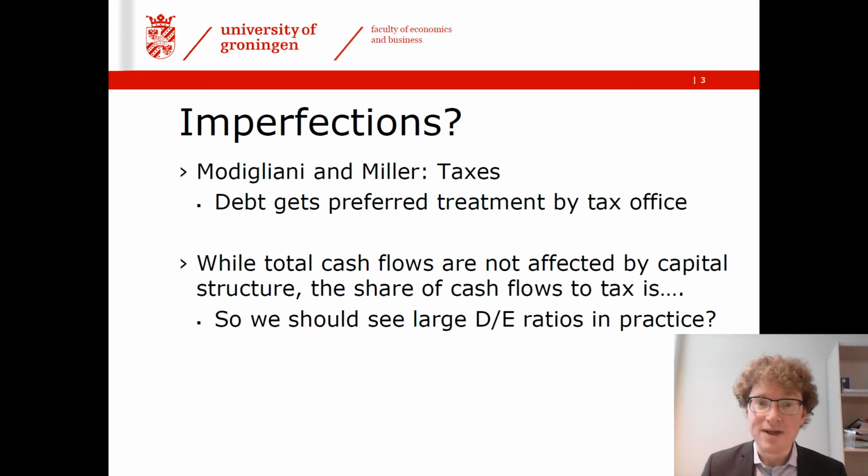So though the total cash flows from the firm are not affected by capital structure in this case, the share of the cash flow to the tax office is going to be lower, and that would drive firms to raise debt to large levels. So we should see very large leverage ratios or debt to equity ratios in practice. Well, we know this, certainly there is debt, and sometimes it is actually high. But if you look at the average firm, debt to equity ratios are actually not that high. So there must be more to this.